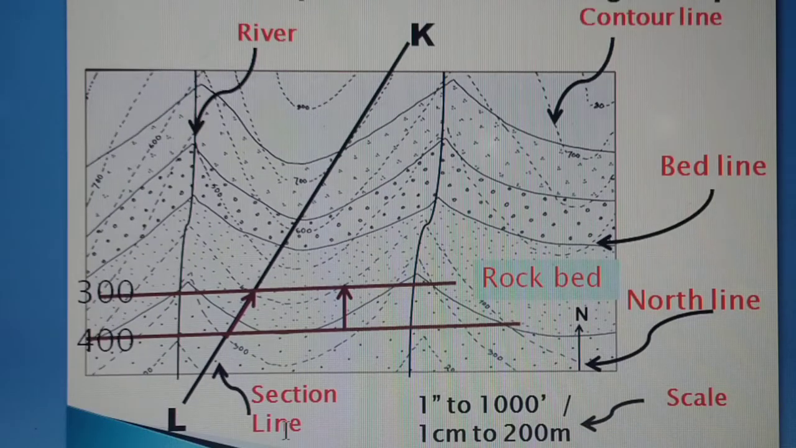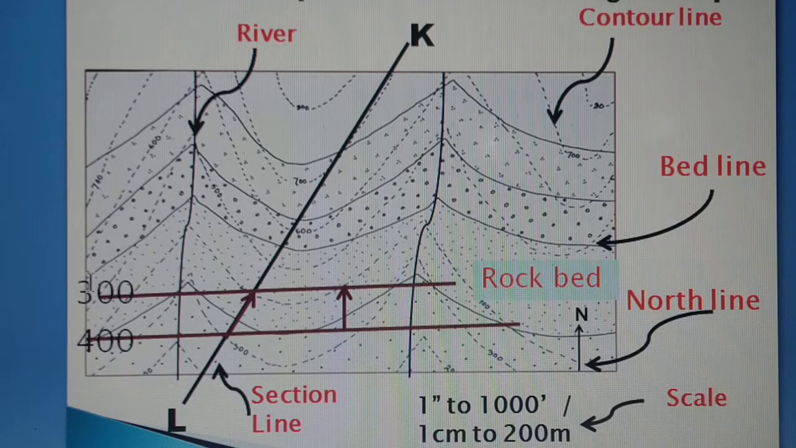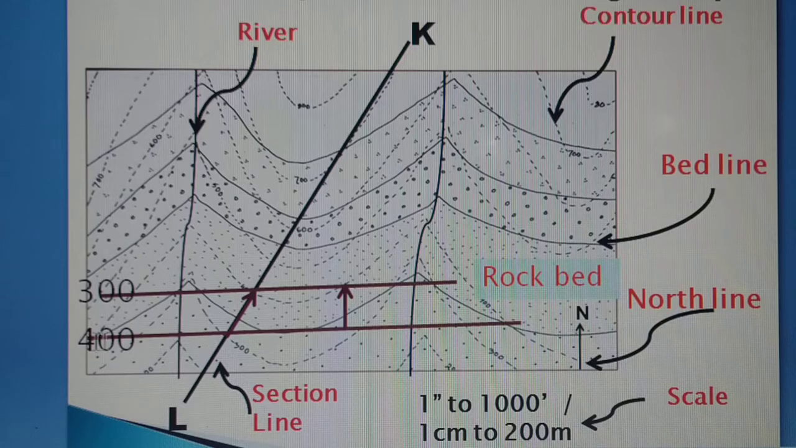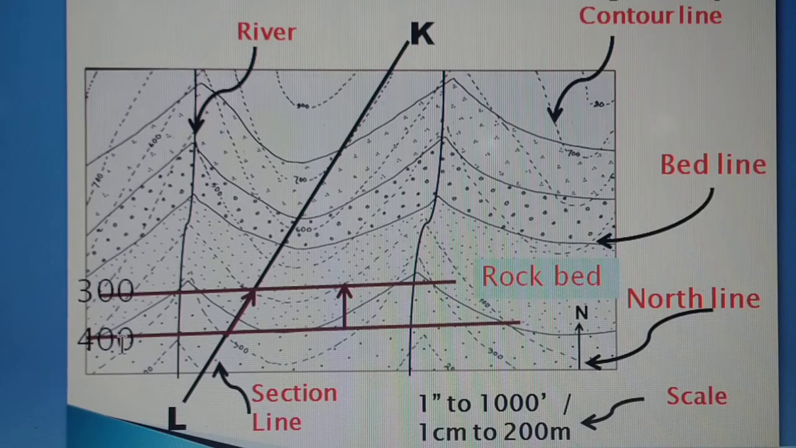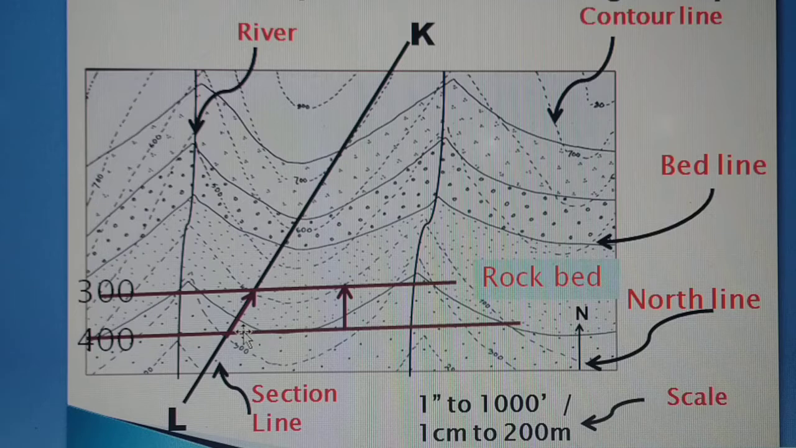To draw or find out the dip, you have to draw at least two strike lines. So here I have drawn two strike lines. One represents 300 whereas the other is 400. If you take this distance, then it will be the true dip, and if you take this distance then it will be the apparent dip.